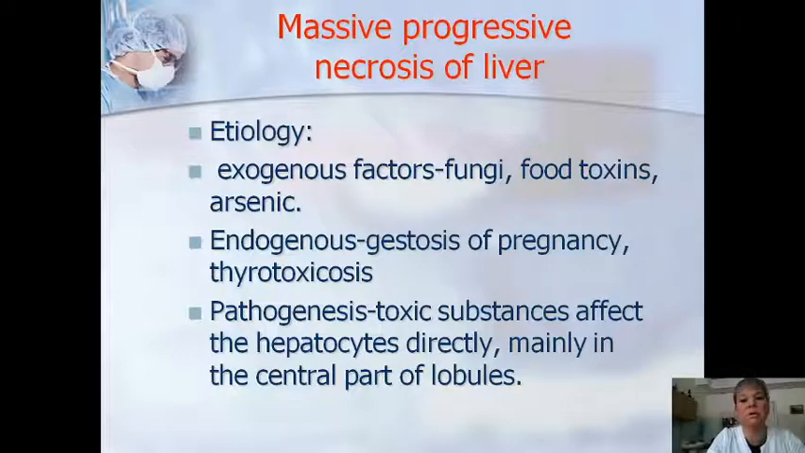Etiological factors are exogenous and endogenous poisons, intoxications. Exogenous: fungi, food toxins, many toxins. Endogenous: due to gestosis of pregnancy, thyroid toxicosis. In pathogenesis, we see the action of toxic substances directly on the hepatocyte, mainly in the central part of the lobules.